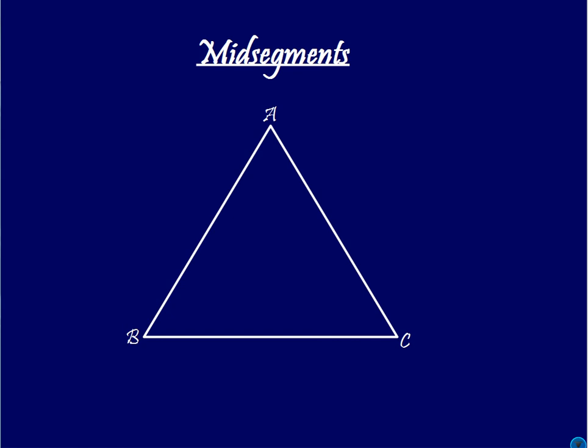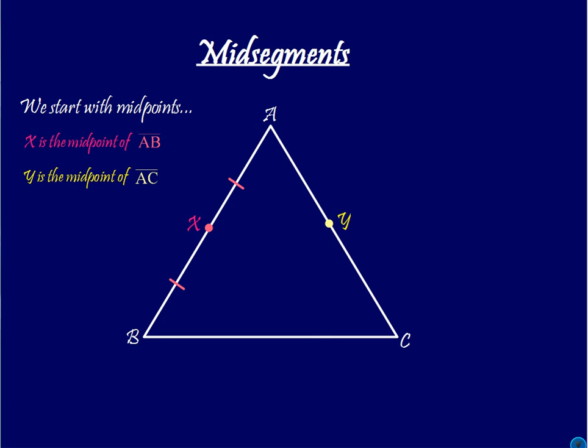Okay, let's talk really quickly about something called midsegments. Now, to start off with, we're going to talk about midpoints. Let's say that X is the midpoint of AB, so X is halfway in between A and B. On the other side of my triangle, I'm going to say that Y is the midpoint of AC, so Y is halfway between A and C.